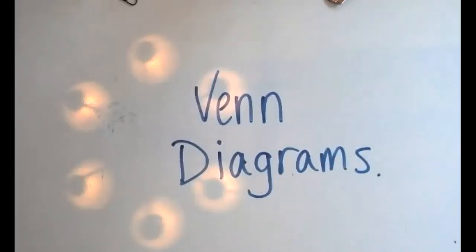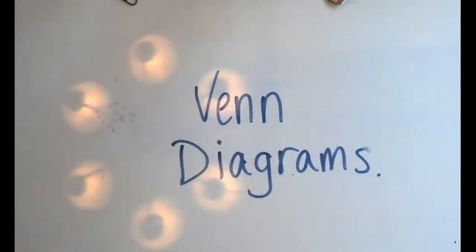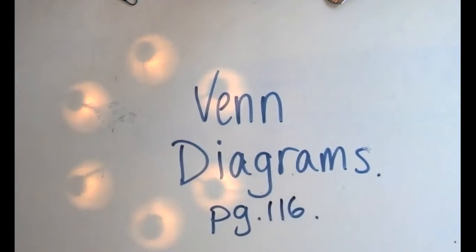Okay, so grade 3. We are working in book 3.1 of JumpMath, and we are on page 116 today, which is Venn diagrams. So page 116. And I think Venn diagrams are super fun, and I think you will too. So here we go.